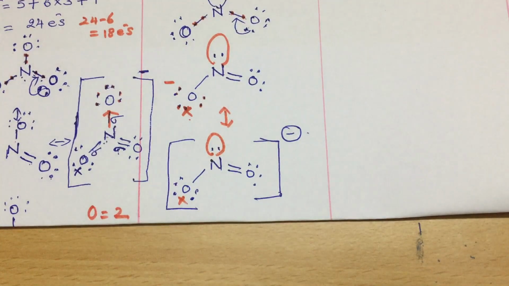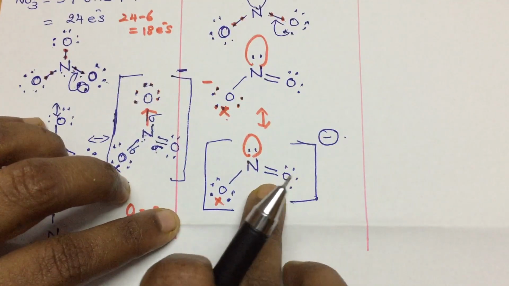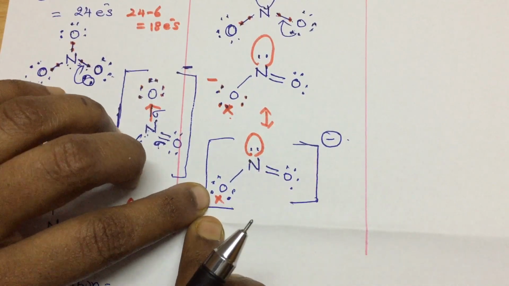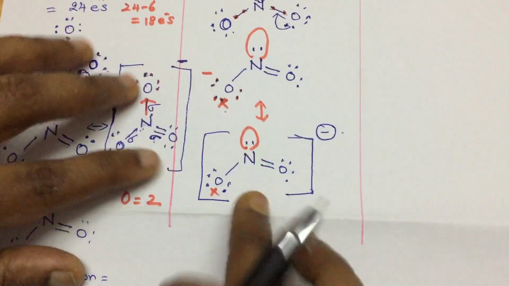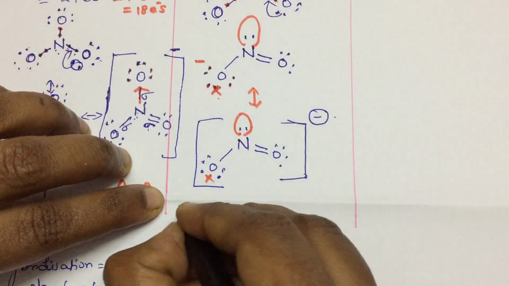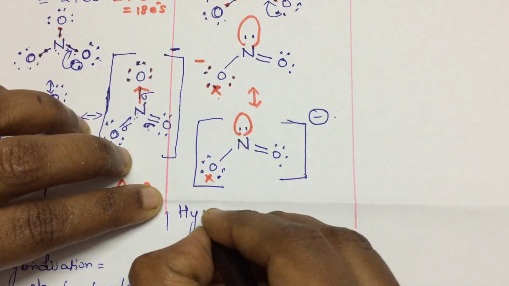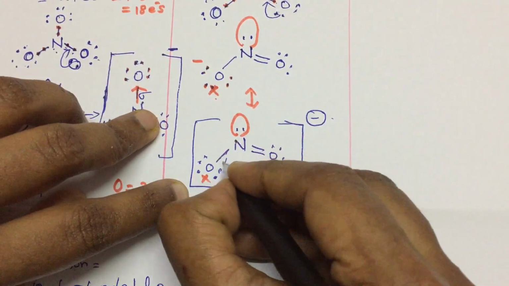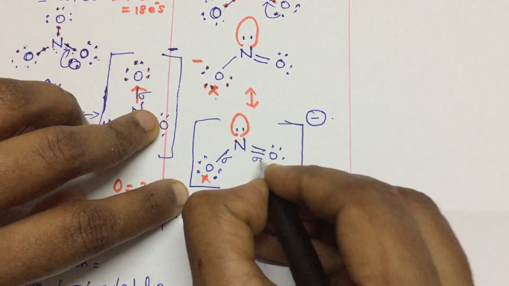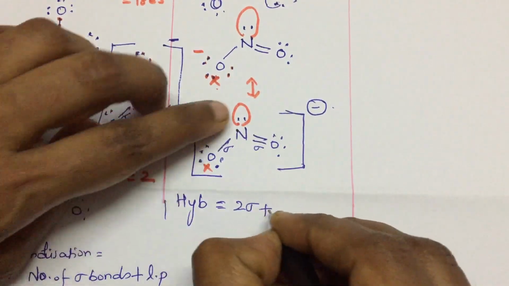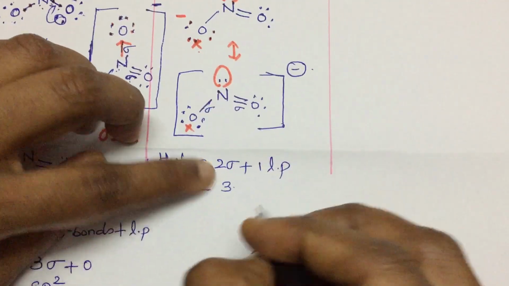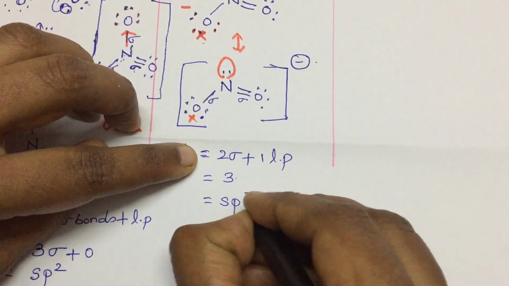Okay students, now there is no coordinate bond here. You see the oxygen, valency is 2, the octet has completed. Here also the valency is 2, the octet has completed. So let's check the hybridization. I am going to write it only in short form. How many sigma bonds are there? In this double bond, 1 sigma bond. So 2 sigma bonds plus 1 lone pair, totally it comes to 3. So it is sp2.